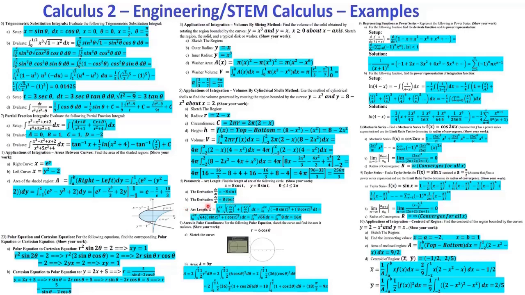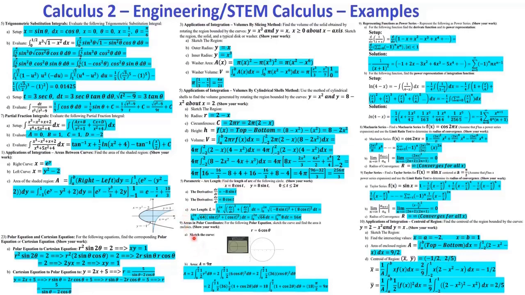Then the arc length from a to b is the square root of dx by dt squared plus dy by dt squared, integrated with respect to t. So this is from 0 to 2 pi, square root of minus 8 sine t squared plus 8 cosine t squared dt. When you integrate this, you will end up with 16 pi. So that is the arc length of this parametric equation.